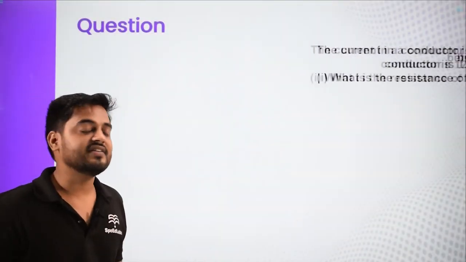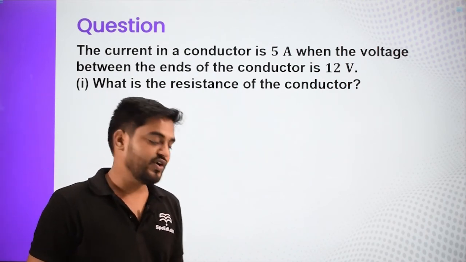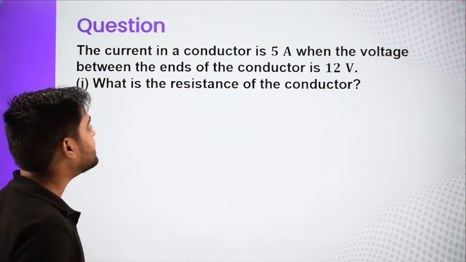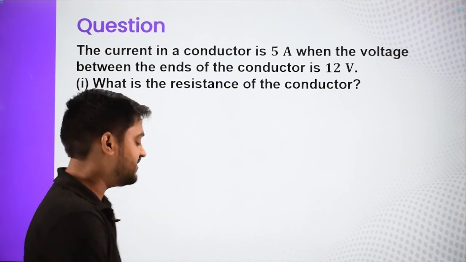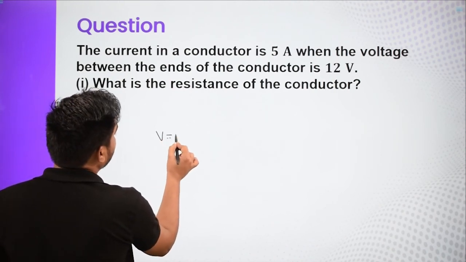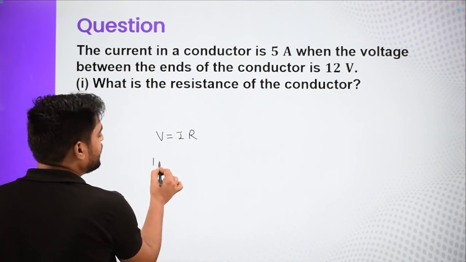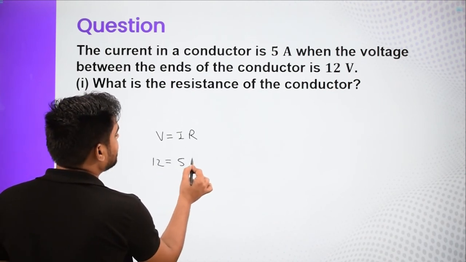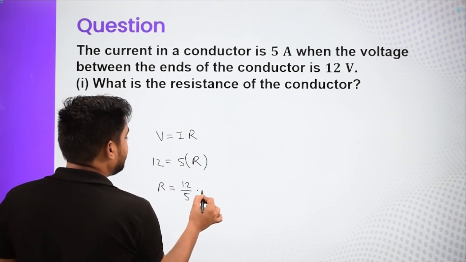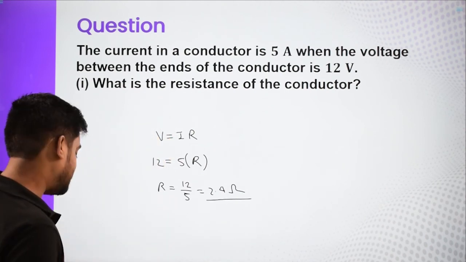Let us have a look at this question. This question says the current in a conductor is 5 ampere when the voltage between the ends of the conductor is 12 volt. First question is, what is the resistance of the conductor? They have given us V and I, so we can simply apply Ohm's law. V is equal to IR. The voltage is 12 volt and the current is 5 ampere, so resistance will be 12 by 5, that is 2.4 ohm. The SI unit is ohm. So this is the resistance of the conductor.